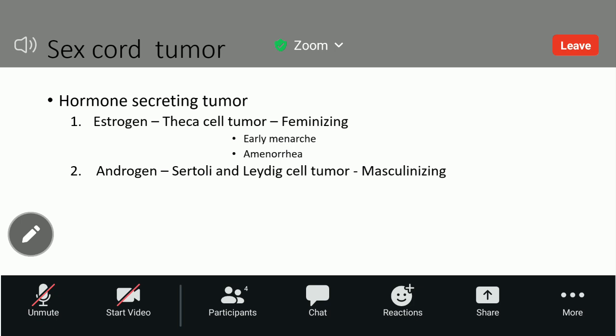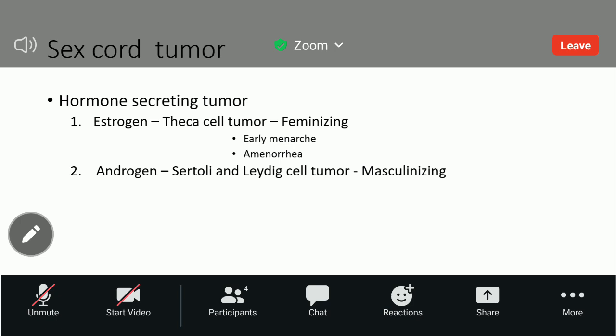So the girl will be having features of boys. The hair distribution will be like a male one. So these kinds of features will be there if there is an androgen secreting tumor. That is what we call masculinization, masculinizing features. If there is an estrogen secreting tumor, then they will be having feminizing features. Meaning the female characters will be more heavy, like they will be having early menarche.